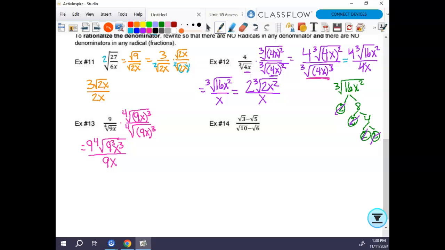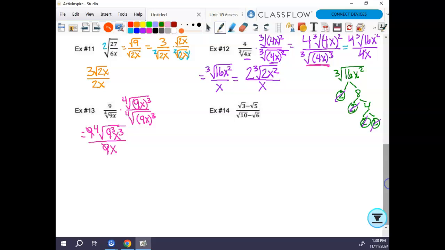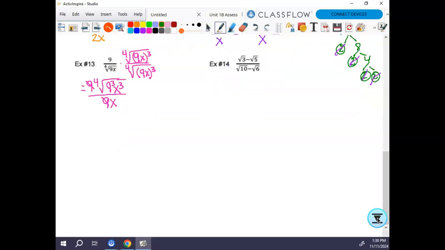Everybody with me so far? Now these 9's will cancel out, but I need to simplify this root again. So I have the 4th root of 9 cubed x cubed. And the x cubed, I can tell you I can't divide it by 4, so I can leave that. But I need the factors of 9 cubed. Guess what? They're 9 times 9 times 9. See how that works? So it doesn't really matter what 9 cubed is because I'm breaking it back up anyway. And then I need to break these each into 3's.